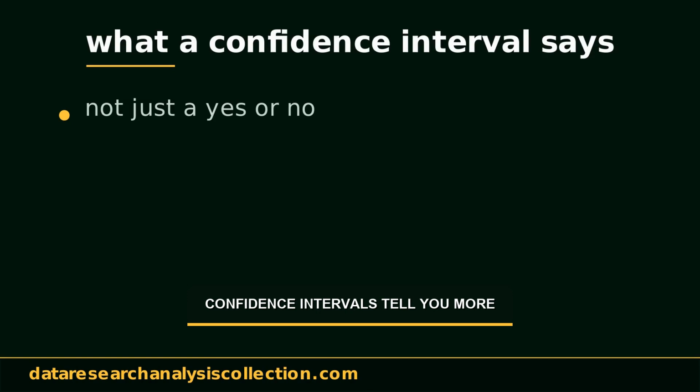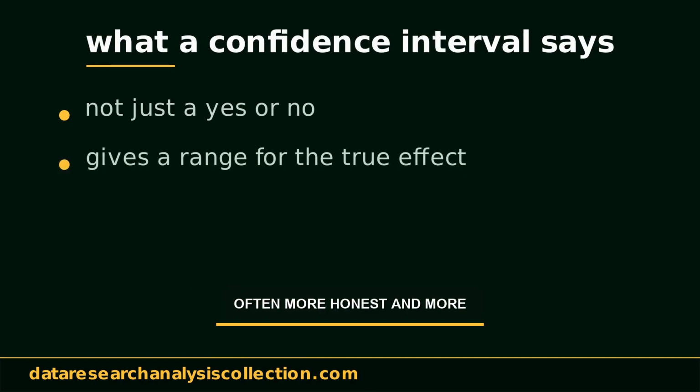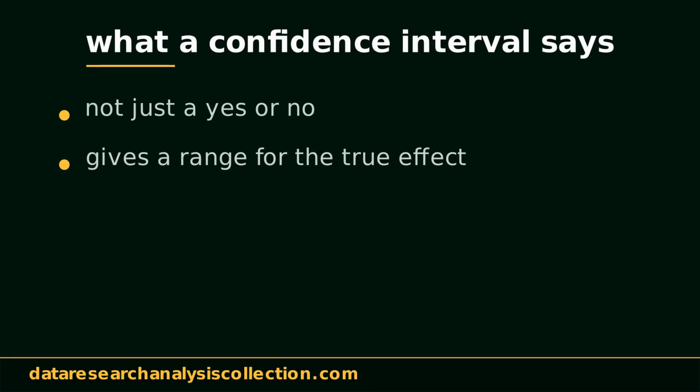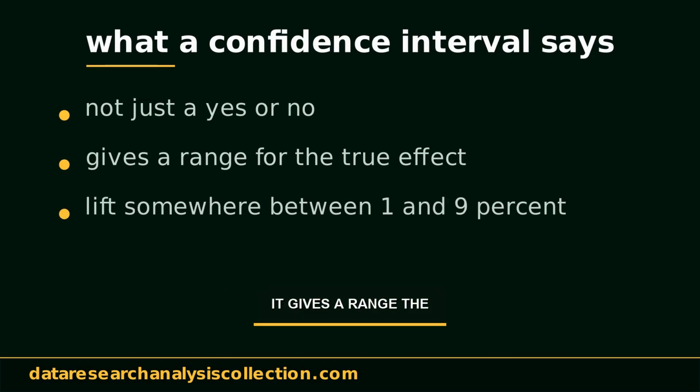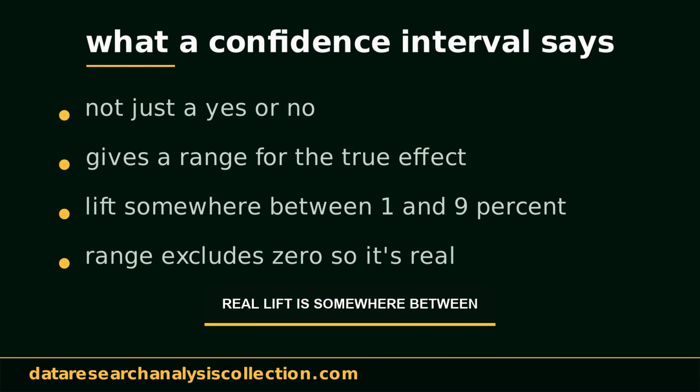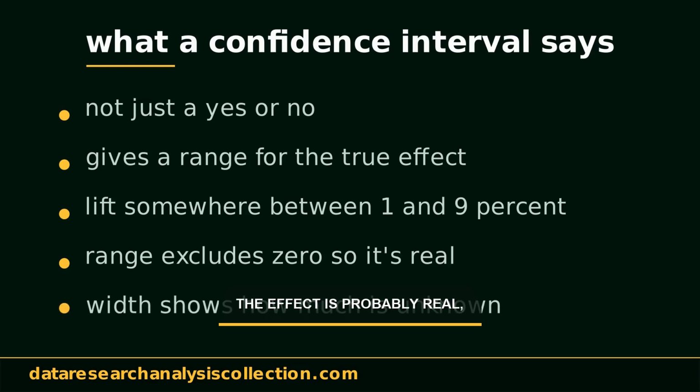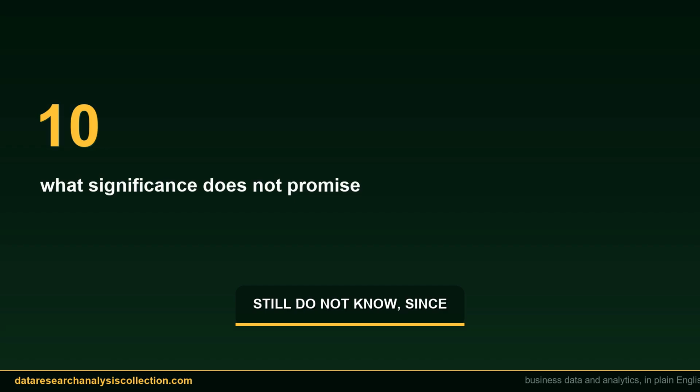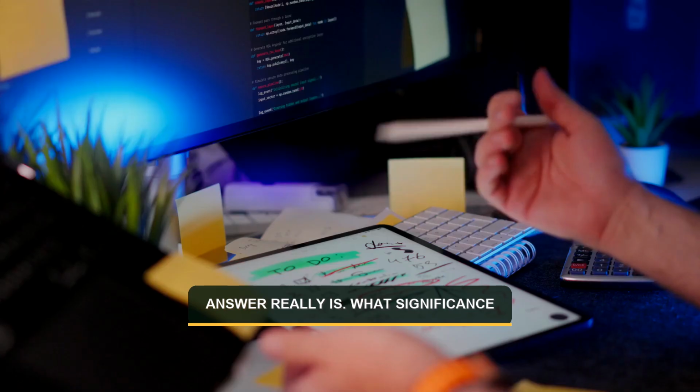Confidence intervals tell you more. A p-value gives a yes or no flavor, but a confidence interval is often more honest and more useful. Instead of a single number, it gives a range the true effect probably lives in. A test might say, the real lift is somewhere between 1 and 9%. That range tells you both that the effect is probably real, since it does not include zero, and how much you still do not know, since it is wide. A range respects your uncertainty in a way a single verdict never does, and it keeps you humble about how precise your answer really is.